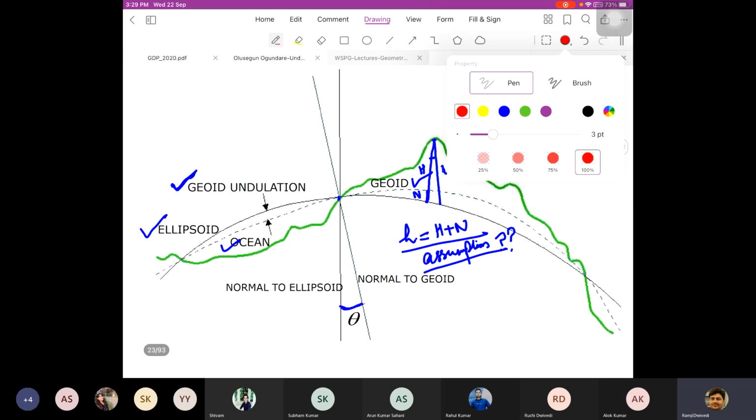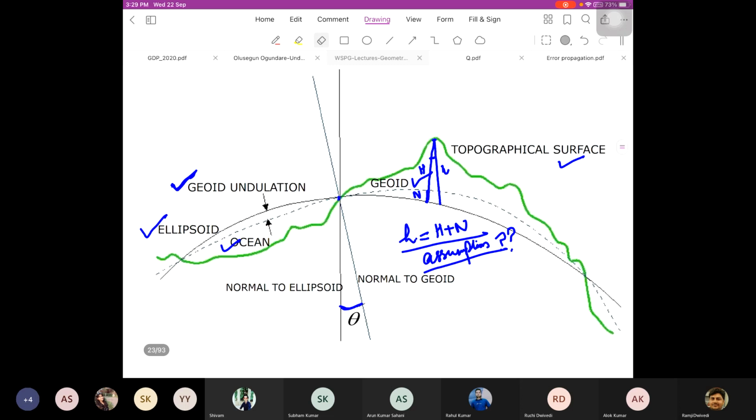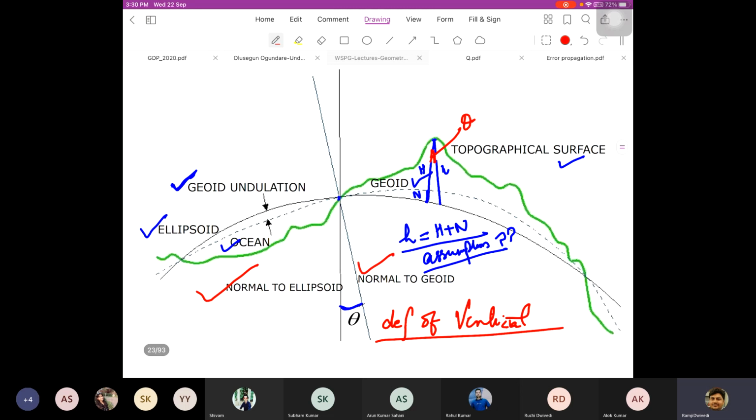I'm just highlighting it in red so that you can understand. I'm talking about this angle, theta. This is different at different places, and this would obviously be the deflection of the vertical. This angle theta is known as deflection of vertical. So normal to ellipsoid, you had better know normal to geoid. Any kind of confusion in this slide, you can simply ask.